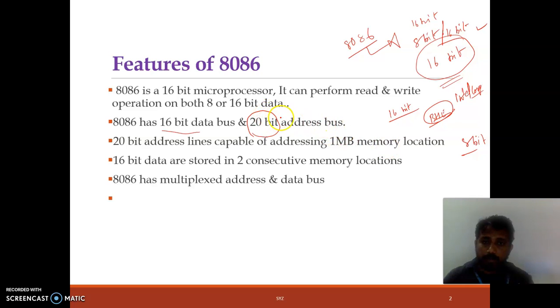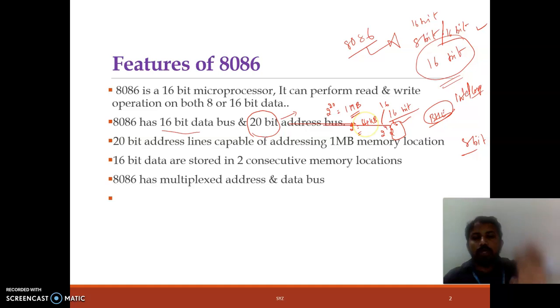Looking once again at the 20-bit address bus: 2 to the power 20 makes 1 MB of memory that you can address. If it were only 16 bits, you would be able to address only 2 to the power 16, which is nothing but 64 KB. So here it is 16 times more compared to the memory if it was only 16 bits. That is a very important feature. It can address up to 1 MB of memory.